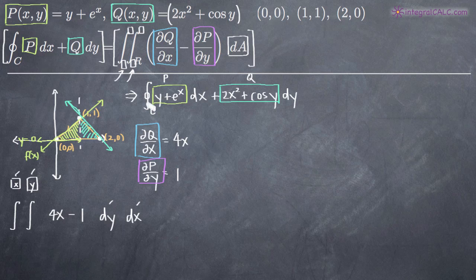For the teal region, I guess you could call it, we'll have some other function, g of x, which we need to find. That'll be our upper limit of integration. Our lower limit of integration will be this line here, which again is y equals 0, the x-axis. So we just need to find f of x and g of x. f of x we know to be the line y equals x. The reason is because we have 2 points on it, 0, 0, and 1, 1.